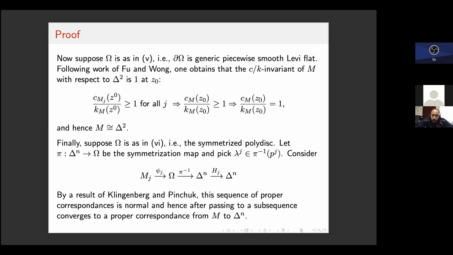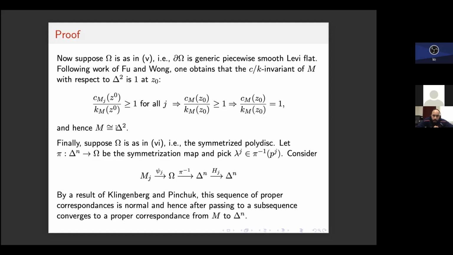So, now it is known that if this invariant is 1 at some point, then the manifold has to be identically equal to the domain with respect to which this invariant is defined. So M turns out to be biholomorphic to delta 2. Okay, so the final case is where omega is assumed to be the symmetrized polydisk.